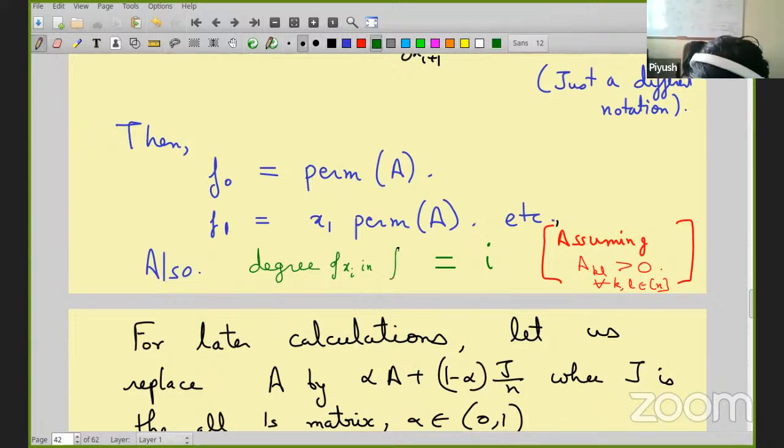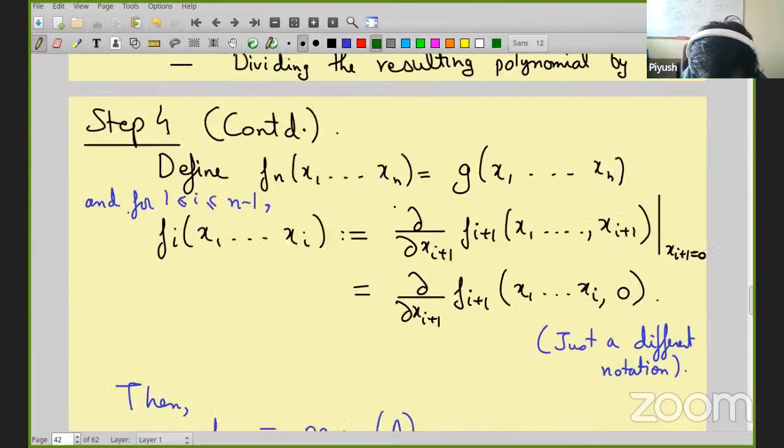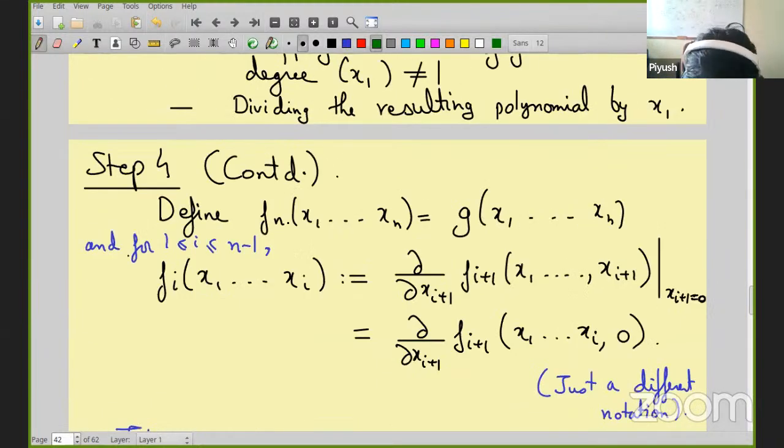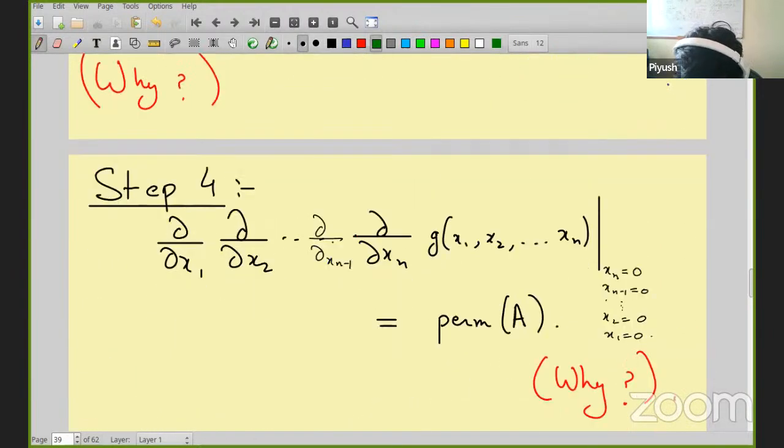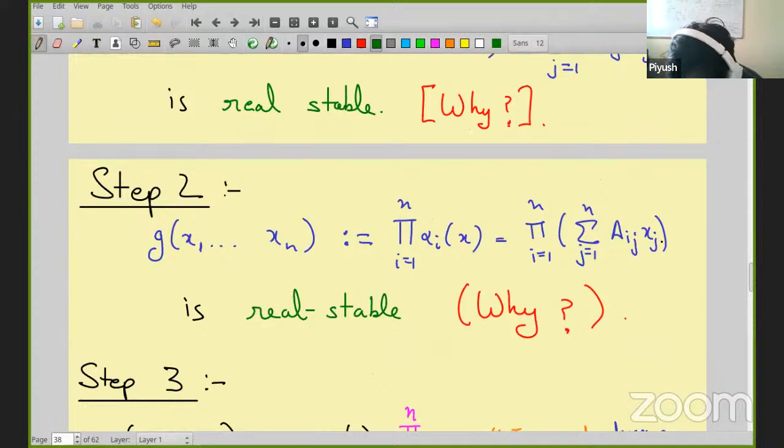So let's just think about why this is the case. How was fi obtained? Remember, we started off with fn. Fn was the whole of gn. What was g? G was this product of monomials. For every row of A, you had a monomial, and then you took the product. And the variables appearing in all the rows are the same, x1 to xn.